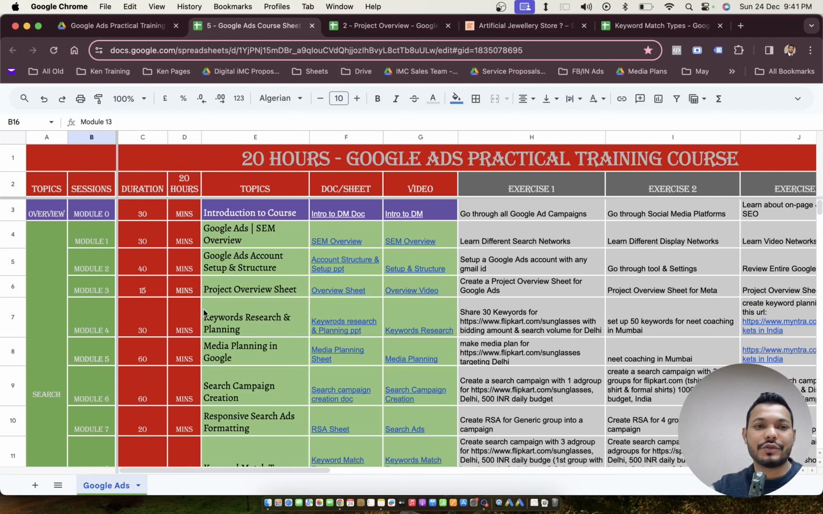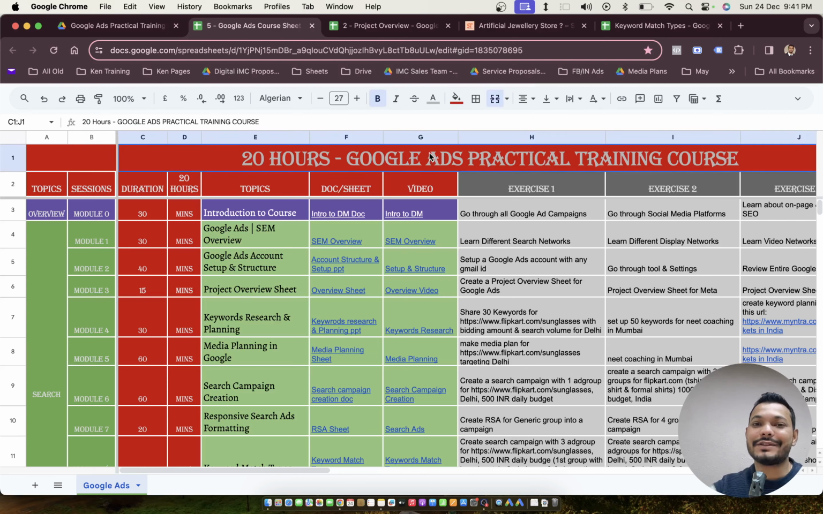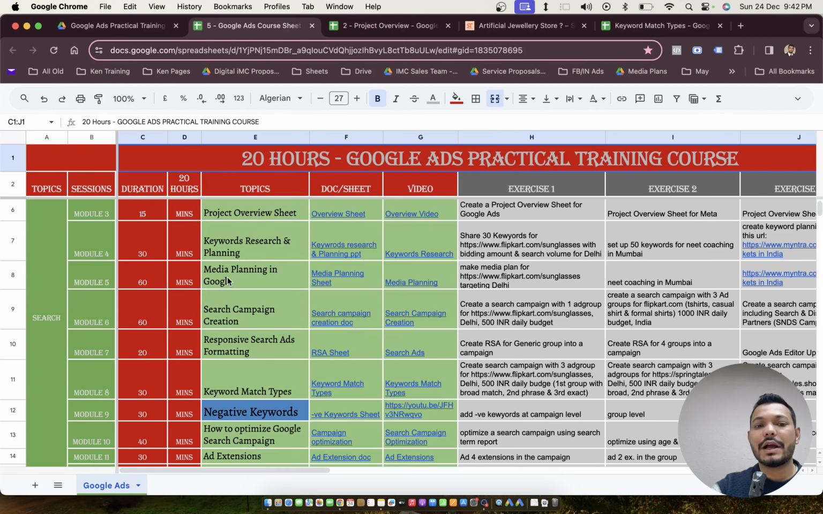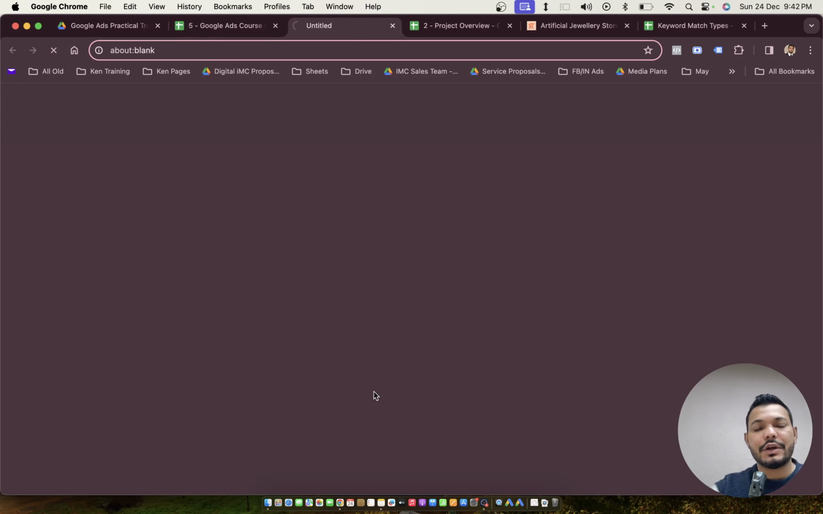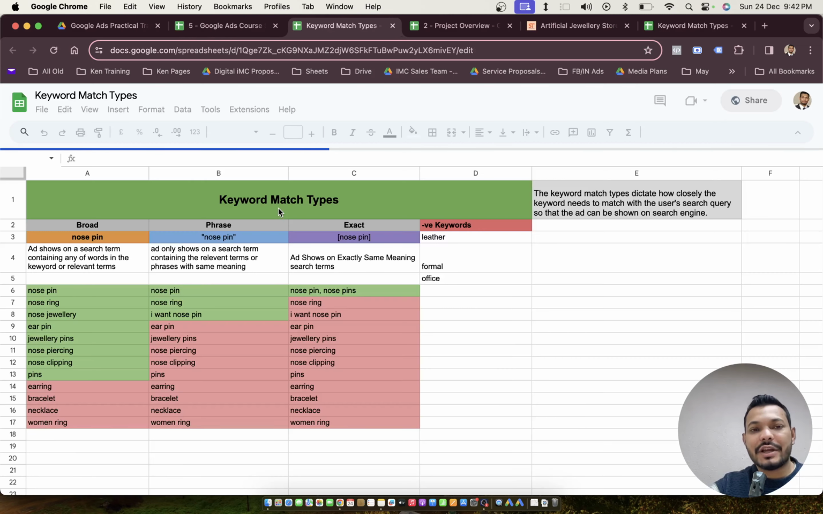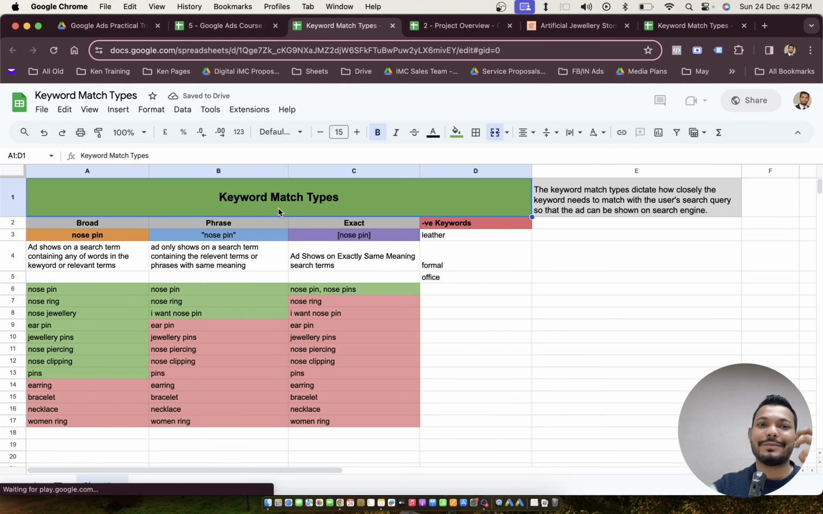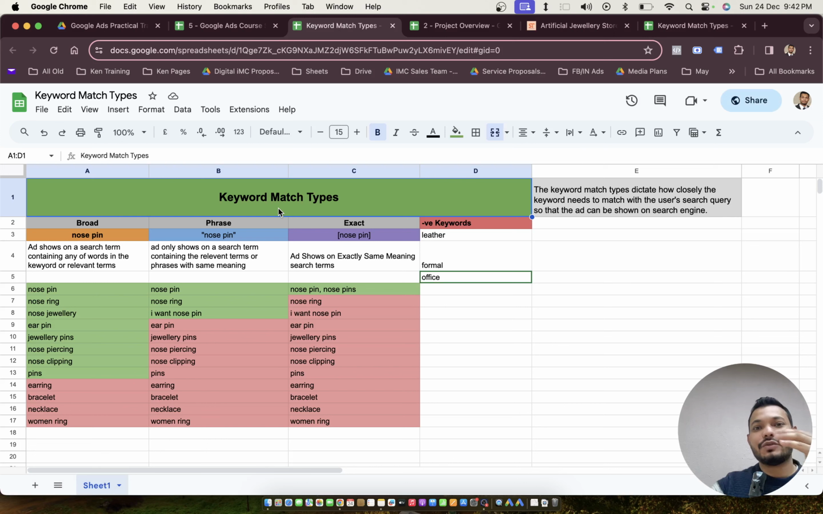Well, in our previous videos of this course, we have already talked about a lot of modules in this 20 hours Google Ads practical training course. However, in the last one, we were discussing the keyword match types. People who don't know, keyword match type has to do with showing your ads on different keywords. So we started the discussion with the different match types, like broad match, then we talked about phrase match, exact match, and finally we summed up our discussion with the negative keyword.